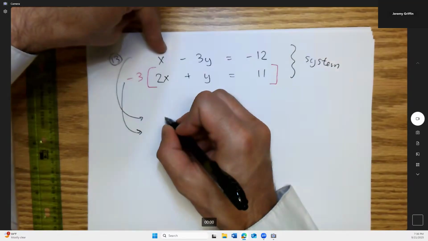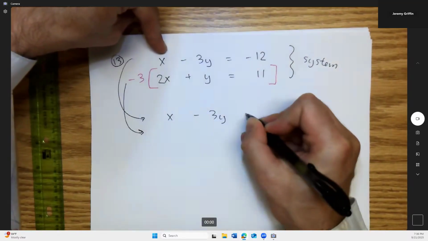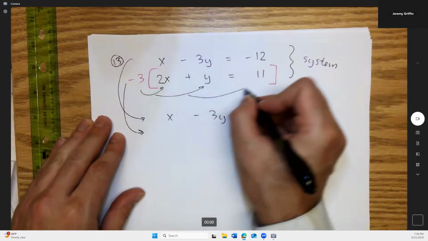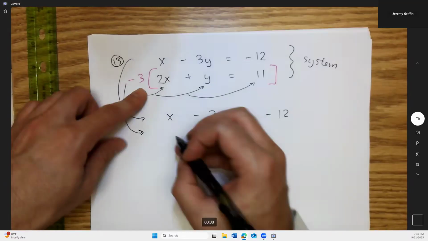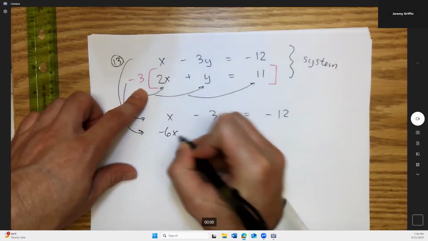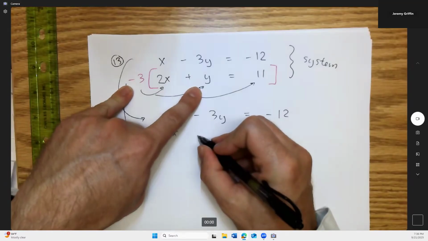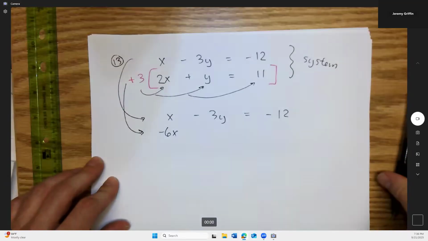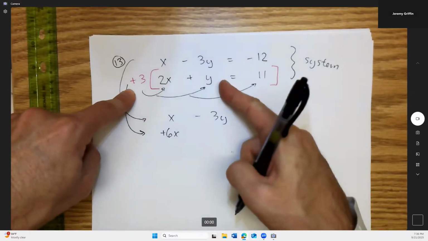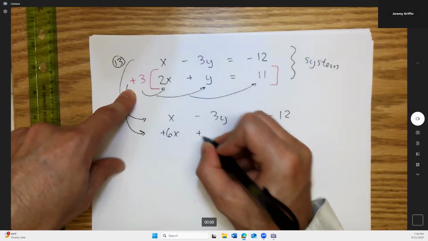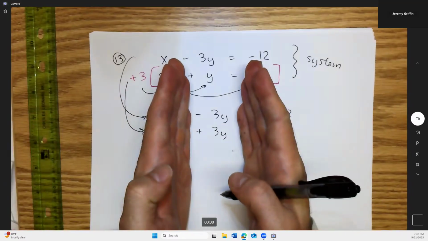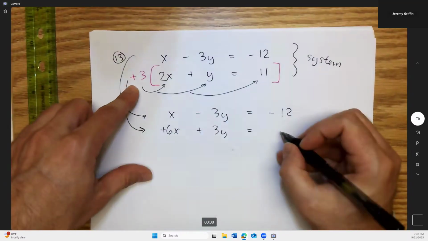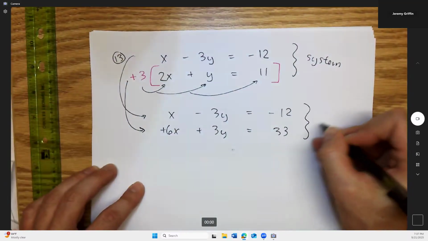So I'll leave the top equation as is. x minus 3y equals negative 12. That didn't change. But down here, if I distribute this 3 into all three terms and balance the equation, I get 6x. Why did I do negative? I'm being silly. Positive 3, that's what I did. Plus 3y. See, I'm setting this up. The whole reason I did that is because we're about to eliminate the y. 3 times 11 is 33. There you go. Okay, so it's the same system.